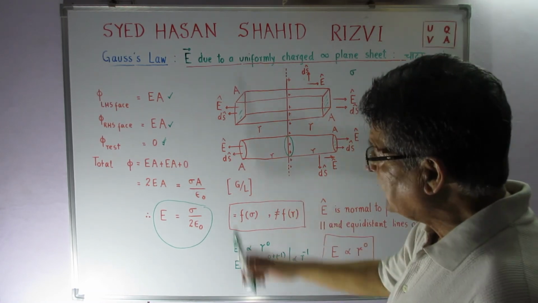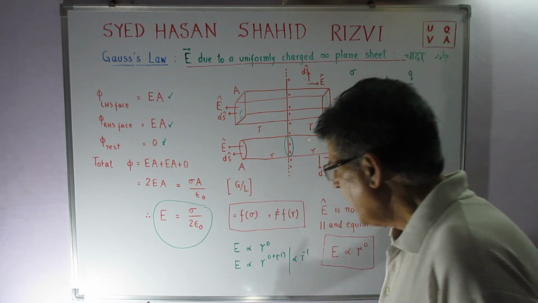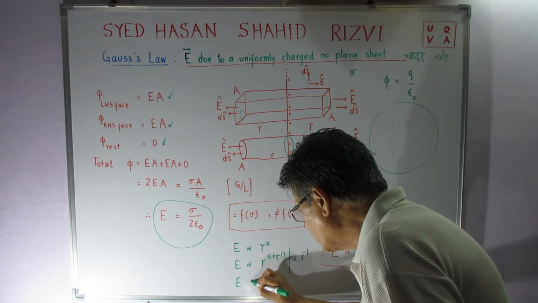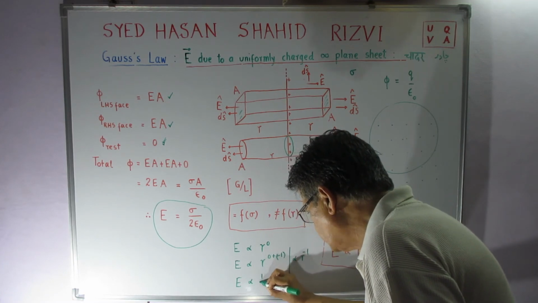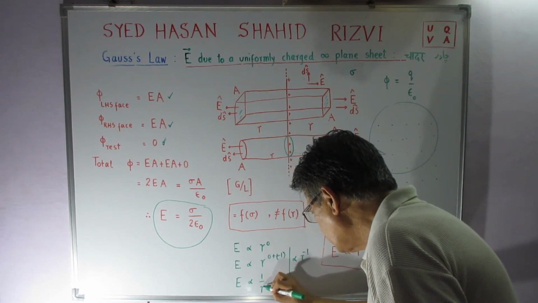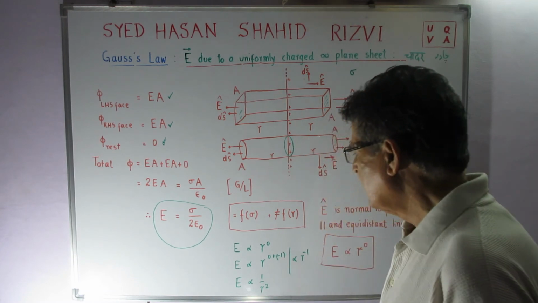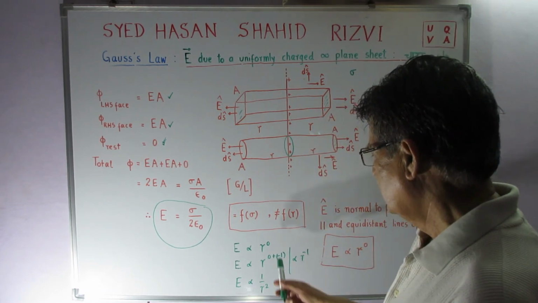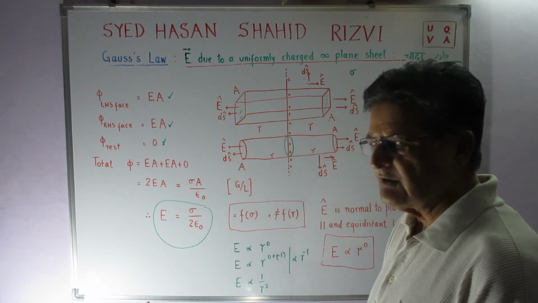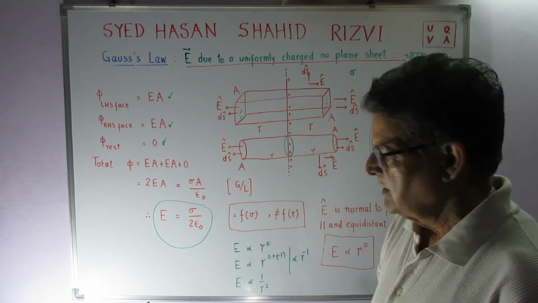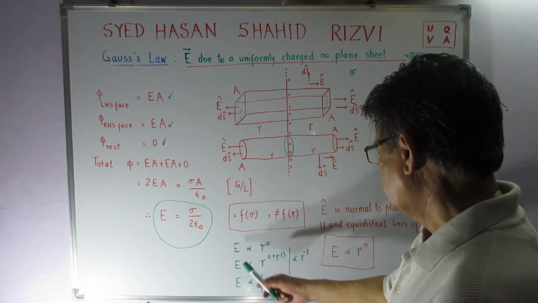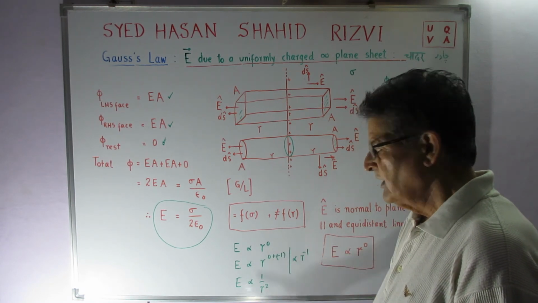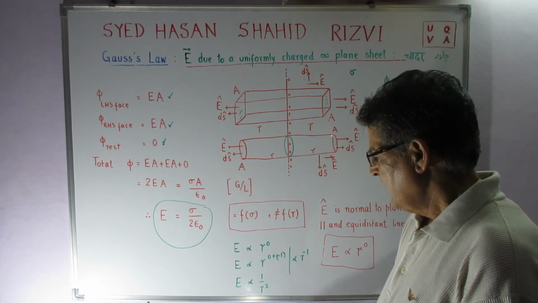In the next case that we are going to talk about, our E will be proportional to 1 upon R square. Okay. So the beauty is that this is the case of a chadar of charge, a sheet of charge. This is the case of a line of charge, and this is the case of a spherical shell of charge.